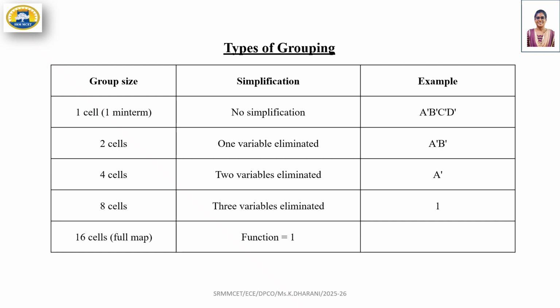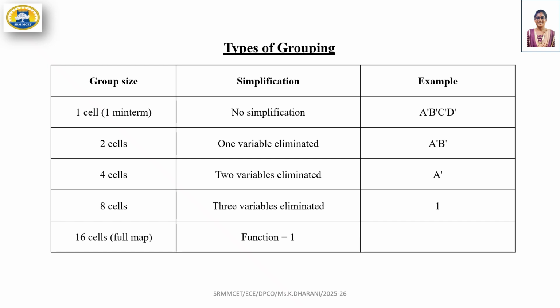For two cells, we can have one variable eliminated, so we'd consider A bar into B bar. For 4 cells, we can have 2 variables eliminated. Then the example would be A bar. For 8 cells, 3 variables are eliminated. The example would be 1. For a full 16-cell map, the function will be 1. We don't have any variables left there.